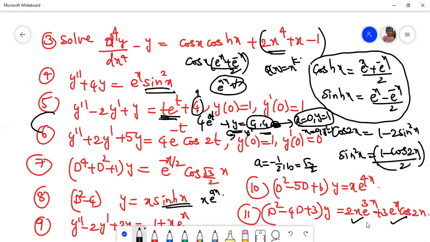It is related to rule 4. Rule 4 means e^ax into either an algebraic expression or a trigonometric expression. Whatever it may be, we replace D with D + a, then immediately we can take e^ax to the left side. This is rule 4.